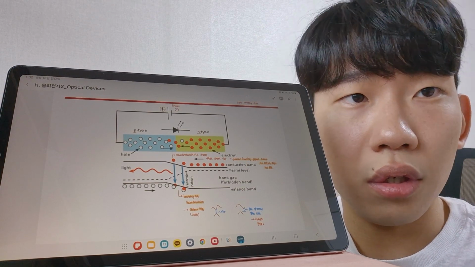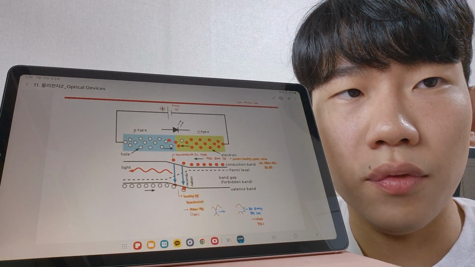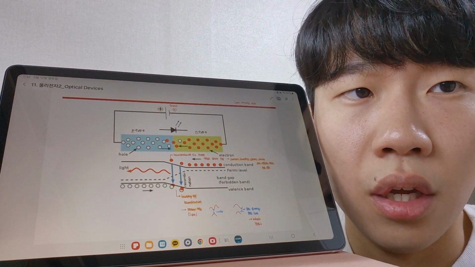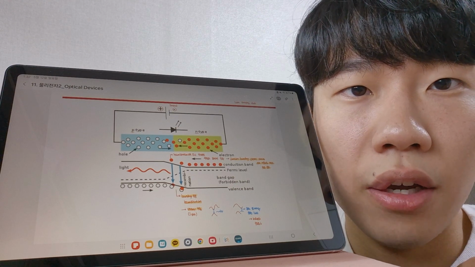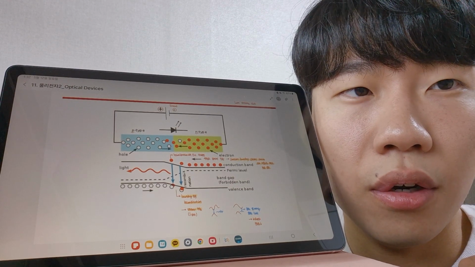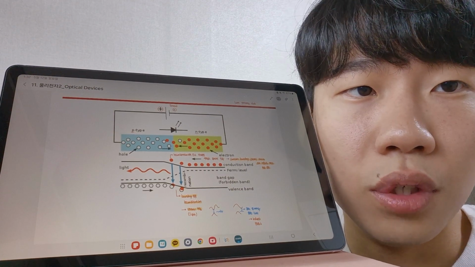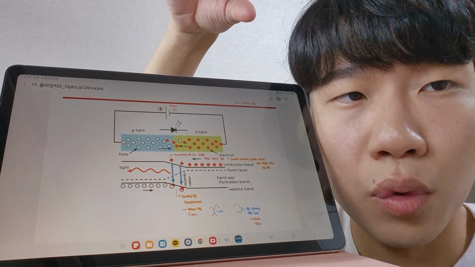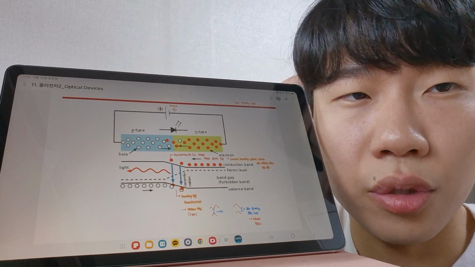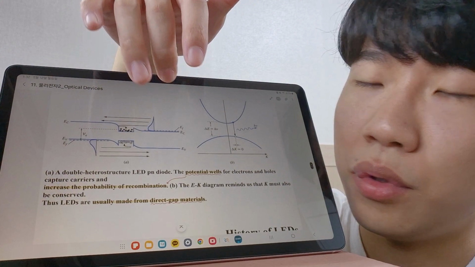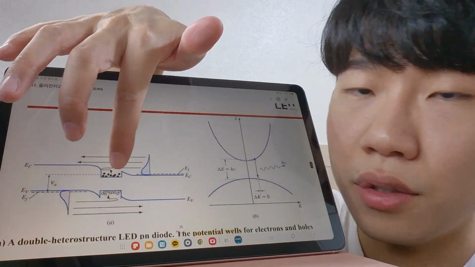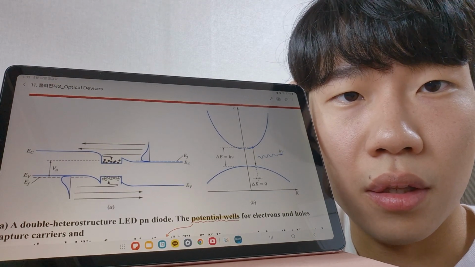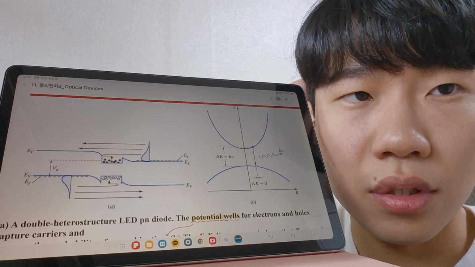So if we want this diode to have higher light efficiency, then we should make the electrons and holes stay more time in the junction boundary. So we make a potential well like this. So electrons and holes are stable for more time, and then light efficiency is higher than before.